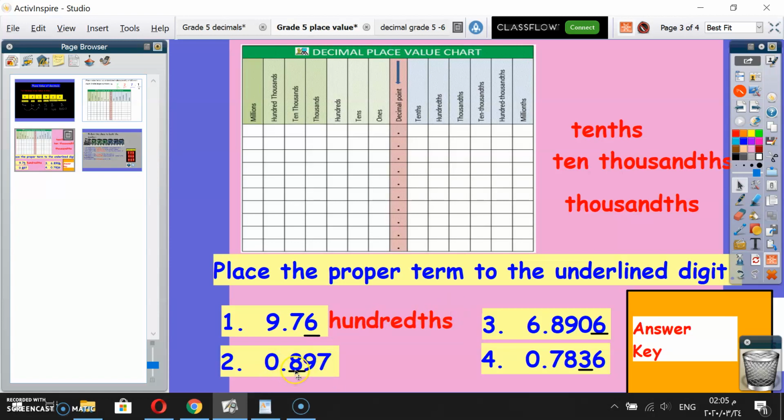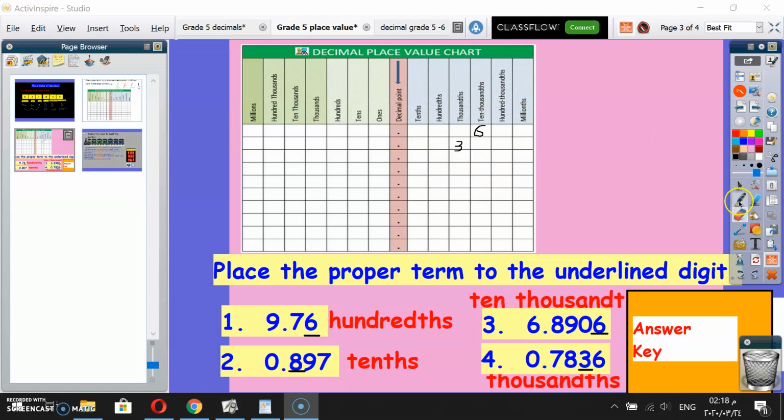0.897. So the first digit to the right of the decimal point is the tenths digit. So this 8 represents a tenth. 6.8906. So you can fill it in the place value chart. 6.8906, so 6 will be here. So it's a ten-thousandths digit. And the last one is 0.7836. So 3 will be written here. So it is a hundredths digit.